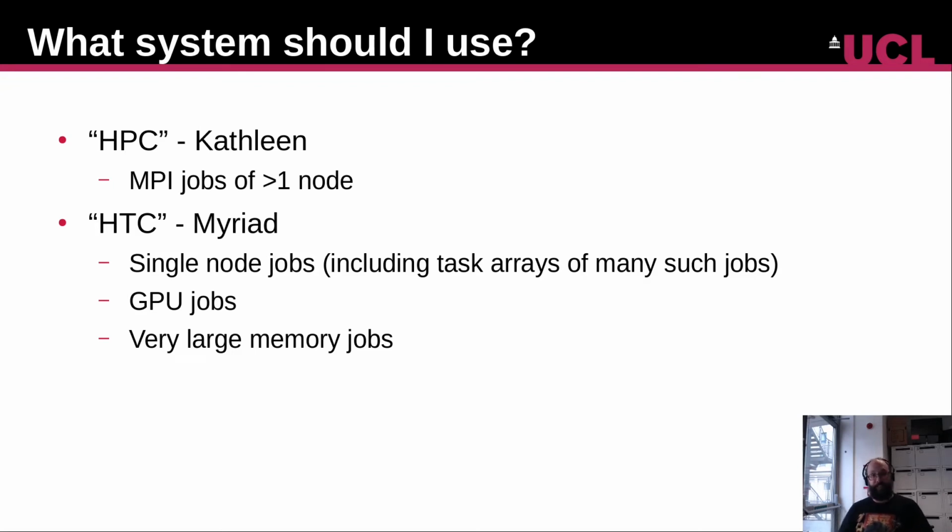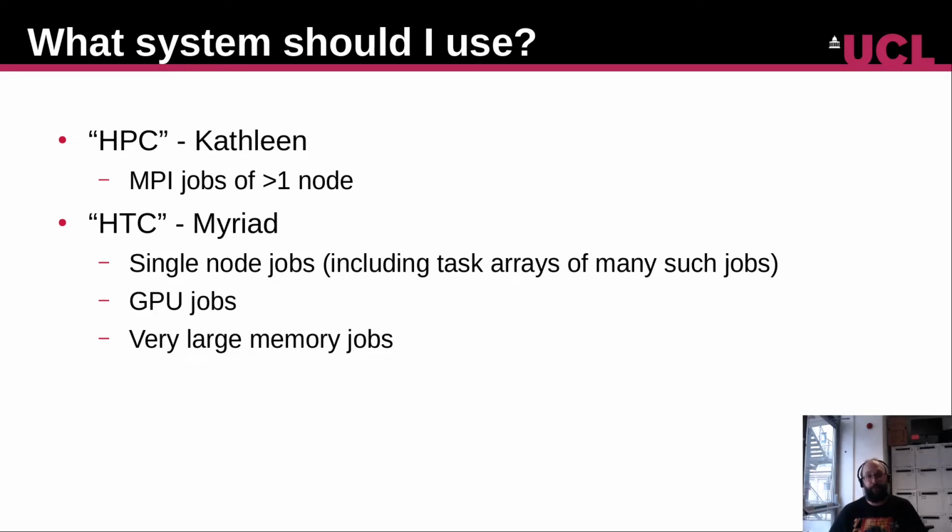We have a lot of HPC systems available at UCL. The two that are predominantly targeted at UCL users are a machine called Kathleen, which is for HPC, and that's for large MPI jobs that take more than one compute node to run on. So if you've got hundreds or thousands of cores in your job.